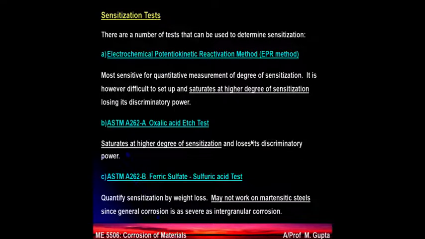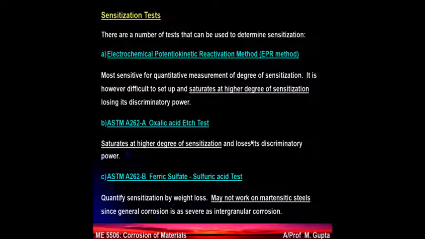Now, if you look at the literature, you will see that there are a lot of tests which are there to see whether your material is really sensitized. That means the chromium carbide has come out or not. So you have the first test, electrochemical potentiokinetic reactivation method, or EPR method here. Its limitation is that it saturates at high degree of sensitization. That means if your precipitation is really bad, it will not differentiate at the high level.